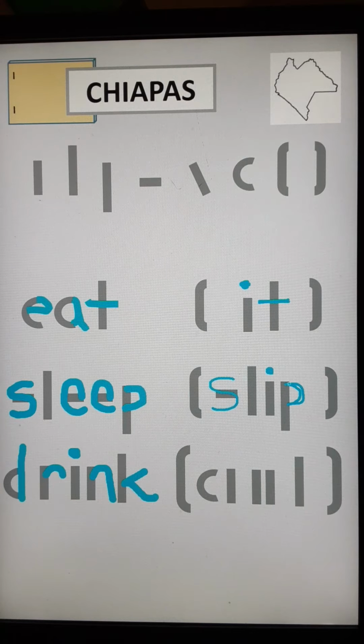Use your pencil, copy eat and sleep. Do you know an example of sleep? Do you want an example? Yes. You sleep way too much. What? Come on.